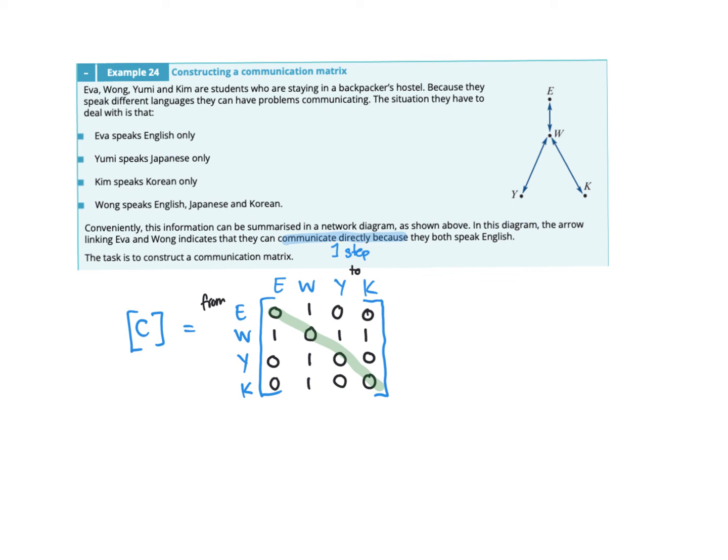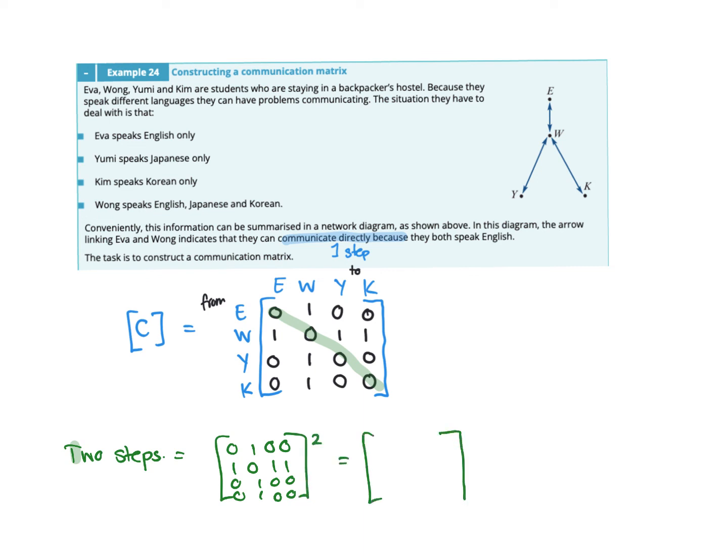If you had to get 2 steps, just to help you, what you're going to do is type that first matrix into the calculator and raise it to the power of 2, okay? You just do that and you'll get your answer. So that's how you get C squared and your 2-step communication matrix.